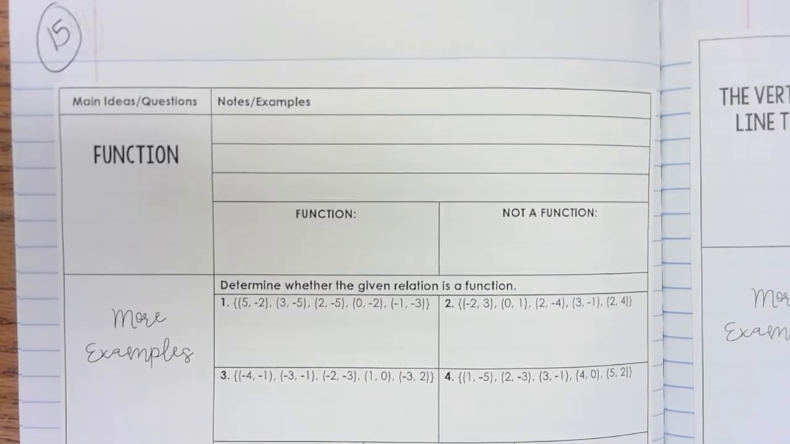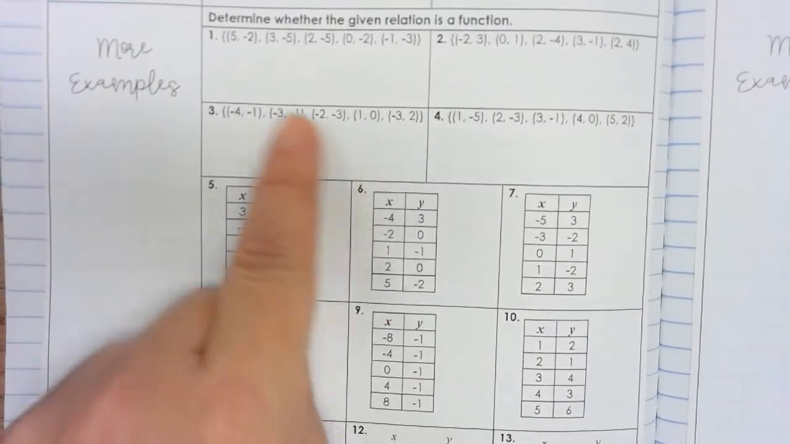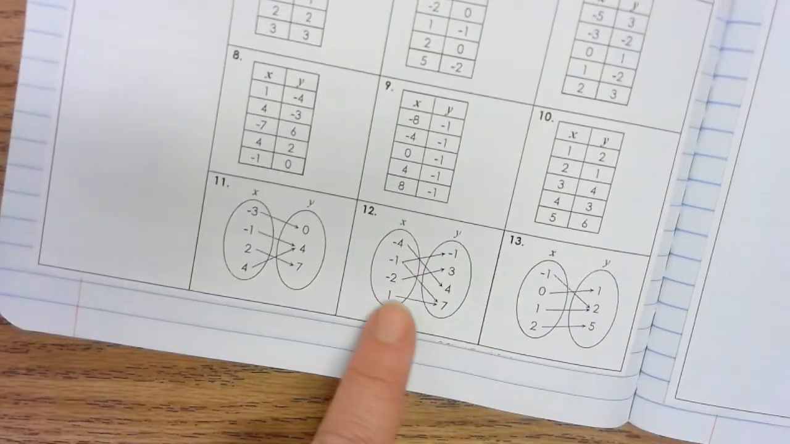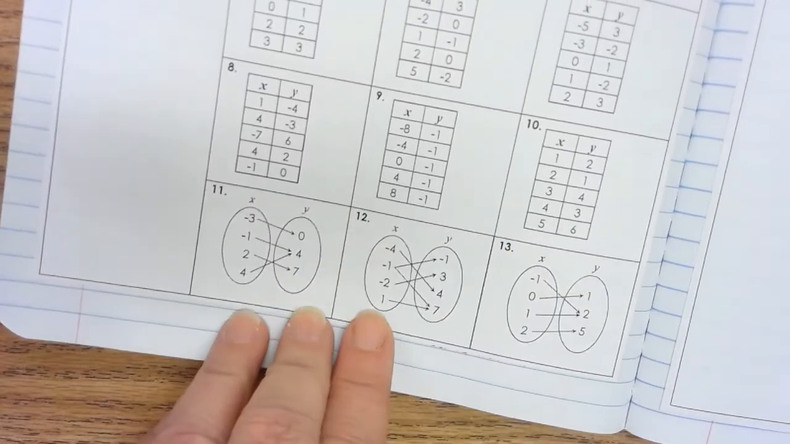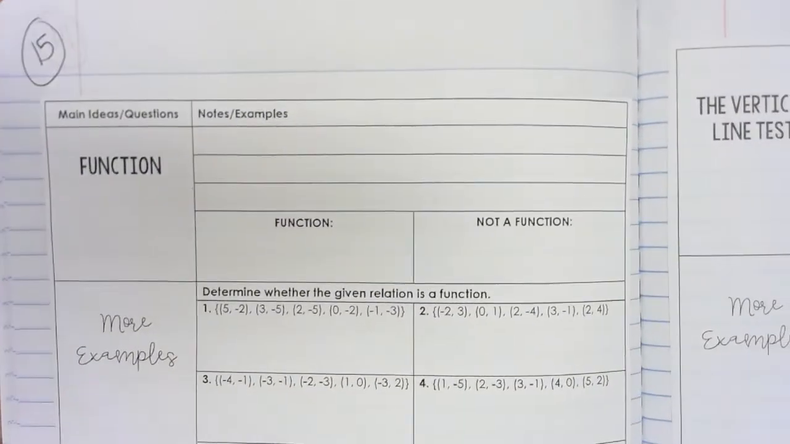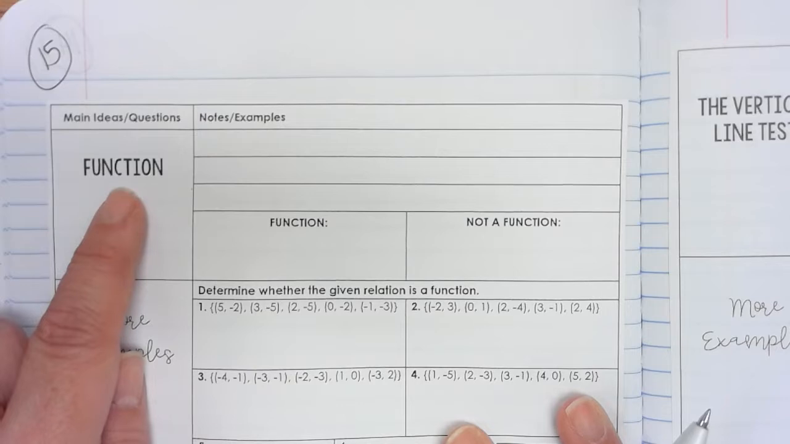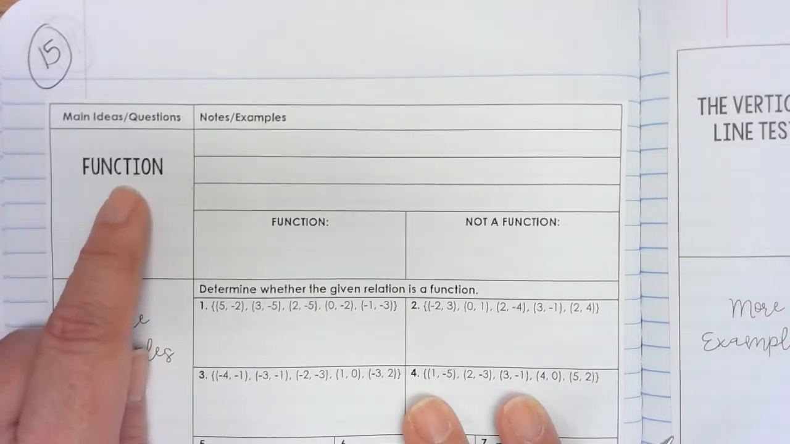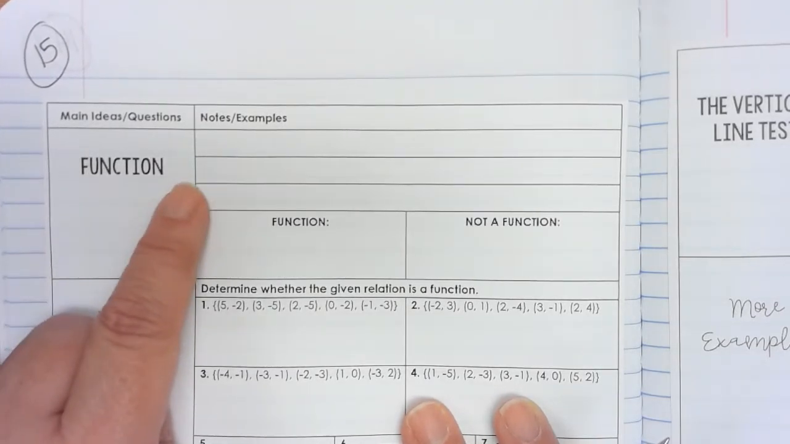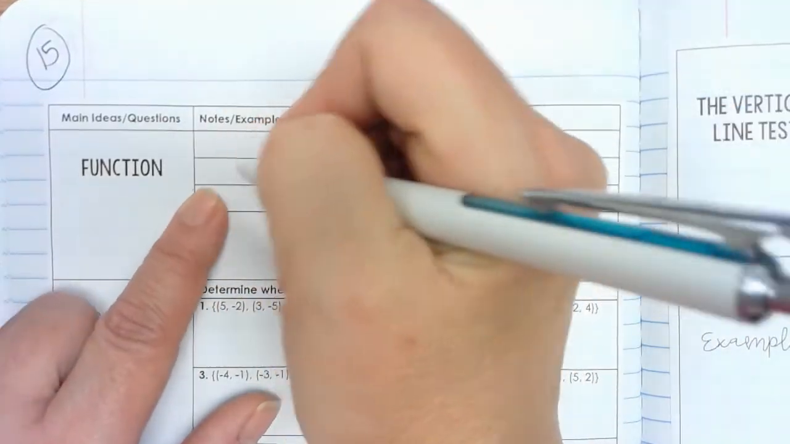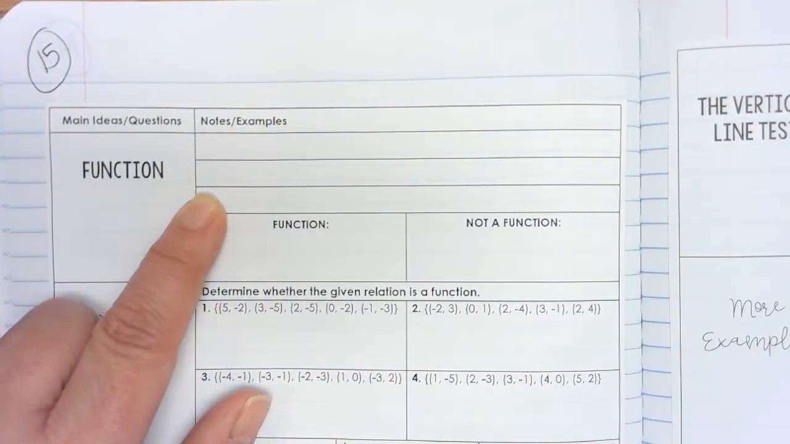So a set of ordered pairs, or a table, or the maps, we know that these are relations. But sometimes they're functions and sometimes they're not. So the question is, well, how does it become a function? Well, first of all, what is a function? I'm going to put the definition here and then you can pause it to copy, okay?